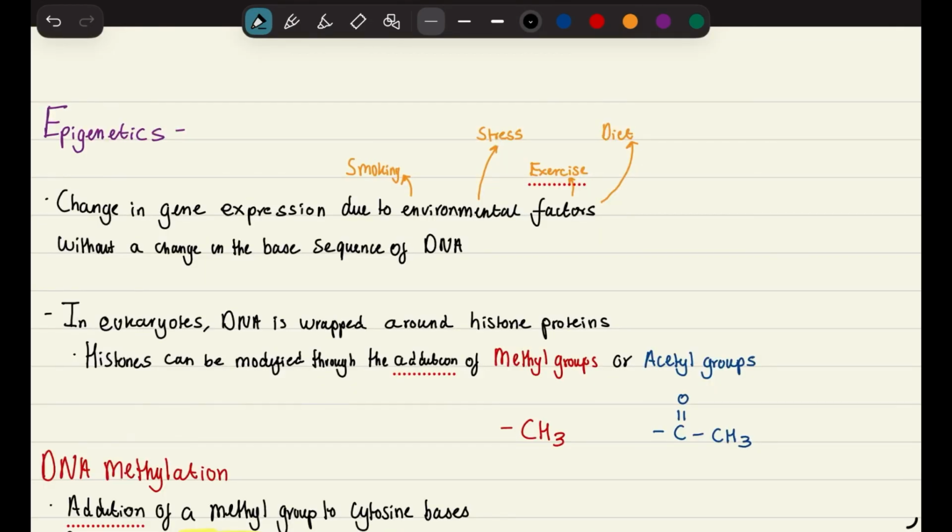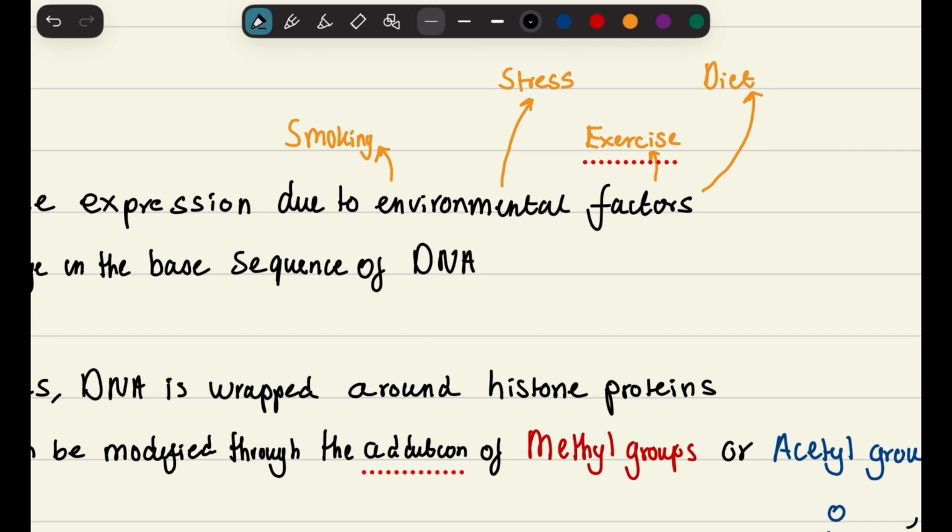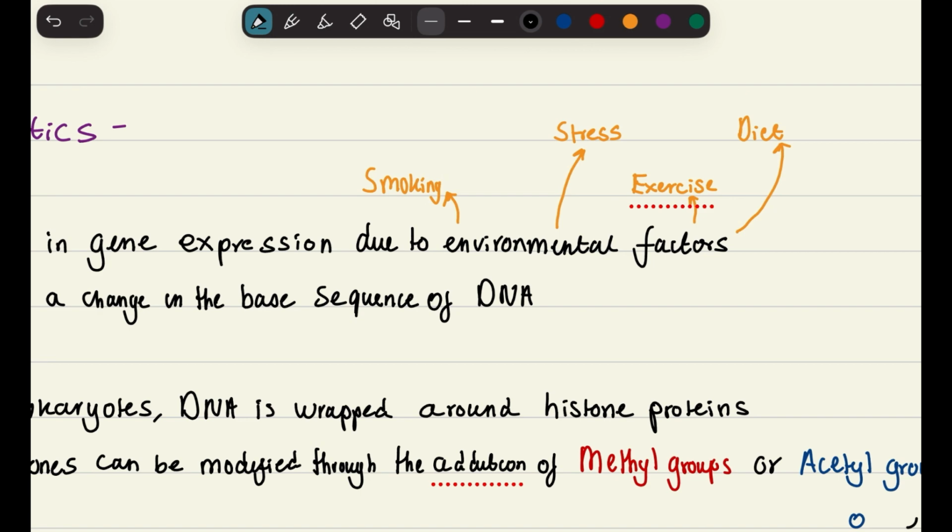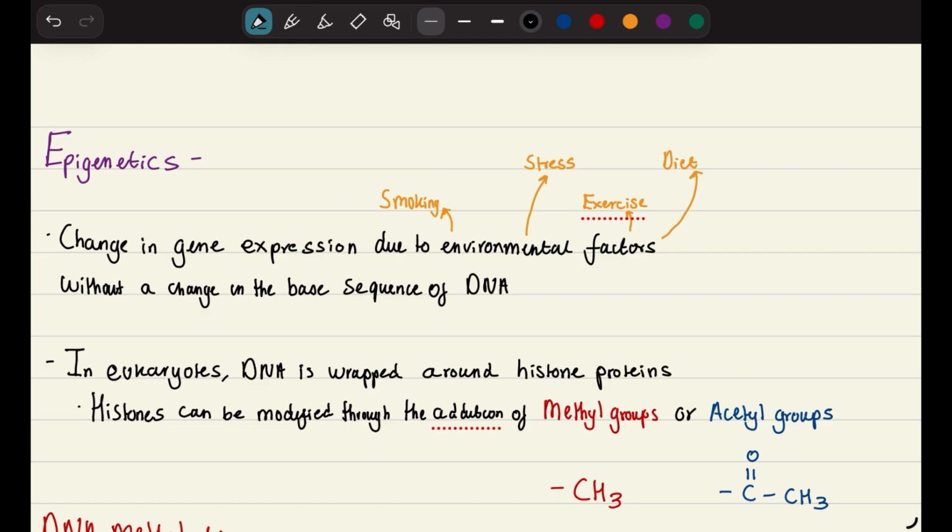Okay, so now we're going to introduce a new concept, epigenetics. This is how gene expression changes due to environmental factors. I'll just throw a couple out there: smoking, stress, exercise, diet. These are just some environmental factors that can affect your gene expression. Now, very importantly with epigenetics, we need to be certain that there is not a change in the base sequence of DNA. So we're not having a mutation. A mutation is a change in the base sequence of DNA. That is not happening with an epigenetic modification.